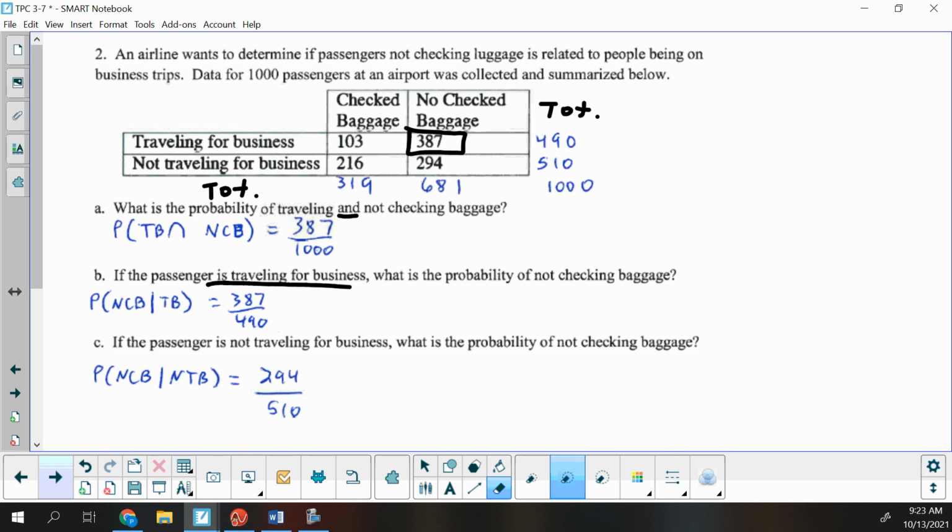Next one, we already know that they're traveling for business. So that means we should only look at the traveling for business row, and from that row, find the probability of no baggage. So no baggage would be 387 out of the total for that row of 490. In C, we have the passengers not traveling for business. So we already know that to be true, so focus only on the not traveling for business row. From that row, what's the probability of no baggage? Well, 294 out of 510.